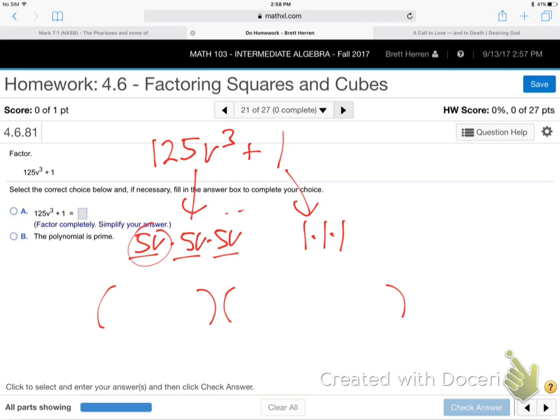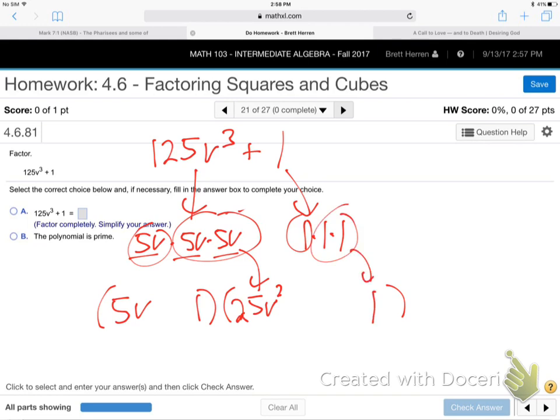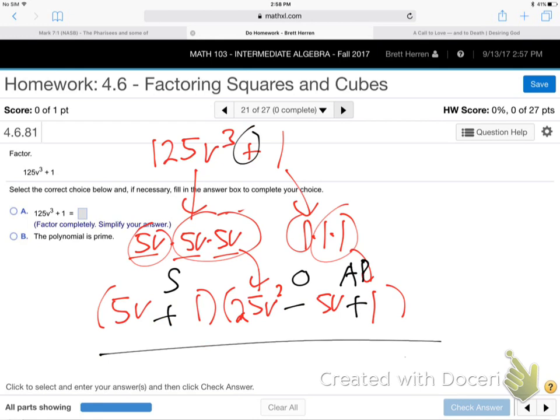All right, 1 left, 1 right, 2 left. Now 2 left, 5v, 5v comes together. What's it going to make? 25v squared. That's the 2 left. 2 right, 1 times 1 is just 1. And 1 of each in the middle, 1 times 5v, that's just 5v. Get rid of the 1. Good. Now SOAP the signs: Same as what we started with, Opposite, Always Positive. We've had plus every time, haven't we? We'll get a minus 1 here in a minute. There we go. Is that good?